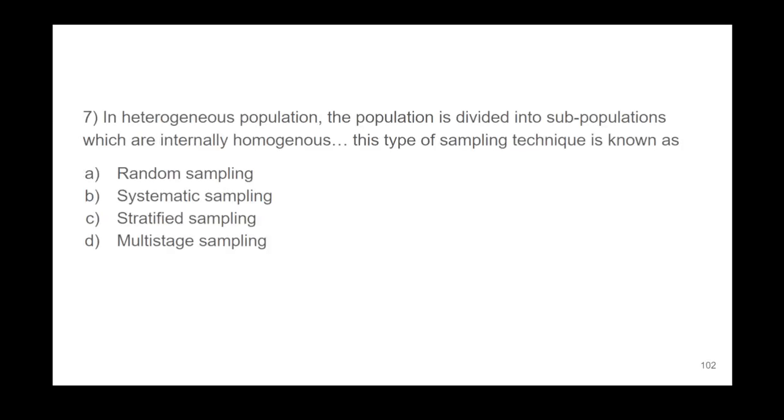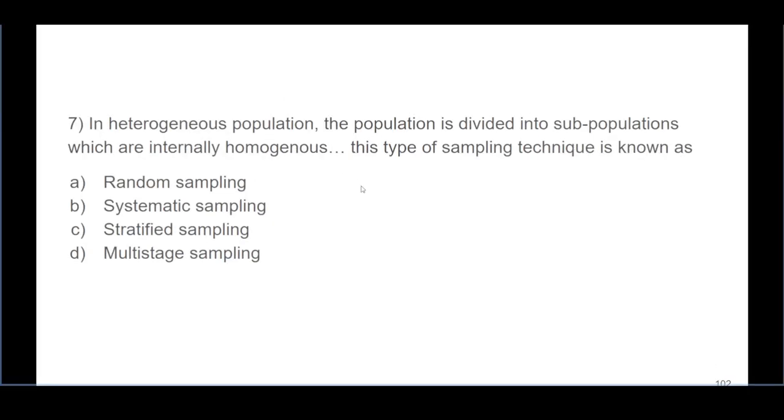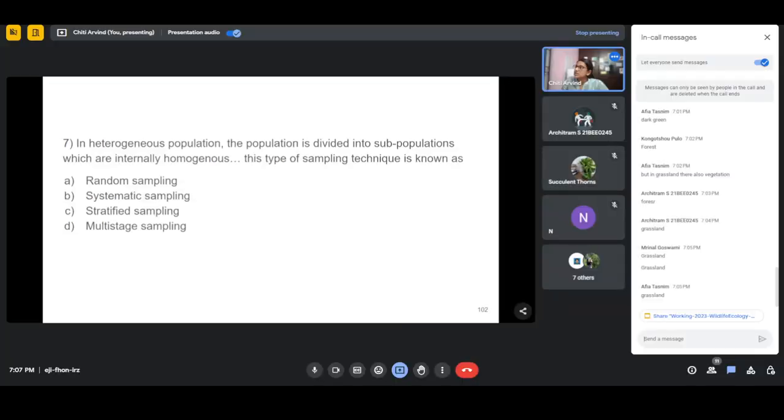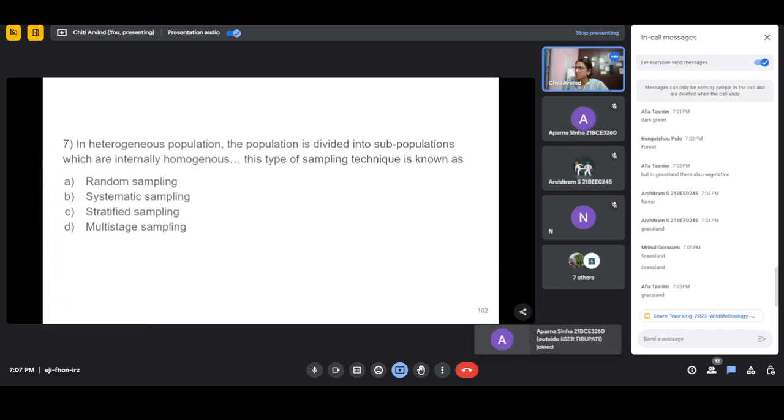So that brings us to a type of sampling which is known as stratified sampling, right? Where your population is divided into subpopulations which are internally homogeneous. So I will have a plot that will be grassland that will be sampled and a plot that will be forest that will be sampled, right? So I hope this is clear to everyone. I hope this makes sense. So that is stratified sampling for you. We can go to the next question. Alright, awesome.